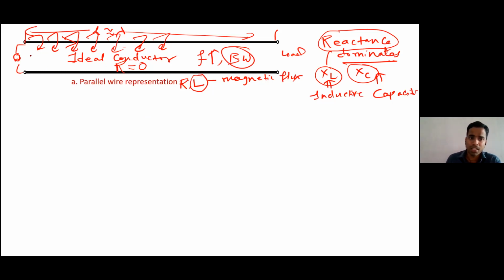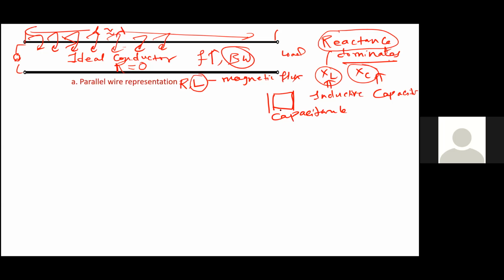The two conductors are separated by a certain dielectric. It may be air or any dielectric material. If the two conductors are separated by a dielectric, that dielectric is also not ideal, so it will have some capacitance. Why? In your basic physics you must have studied that if there are two conductors separated by a dielectric, capacitance comes into the picture, right? Everyone understand this? Yes, sir.